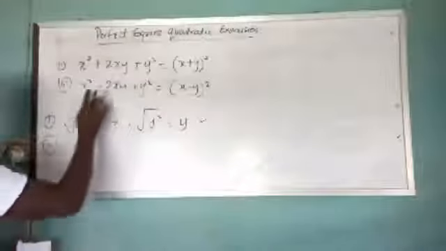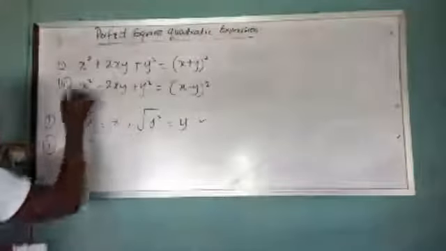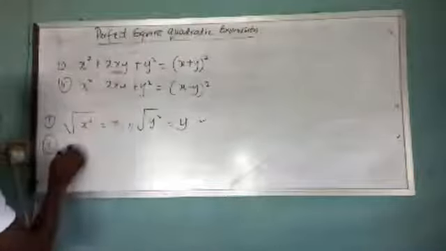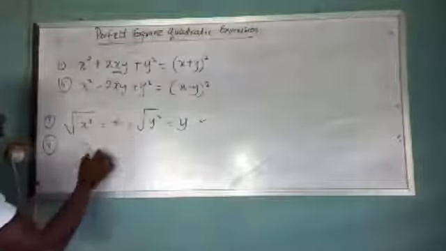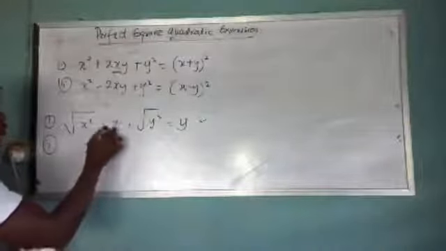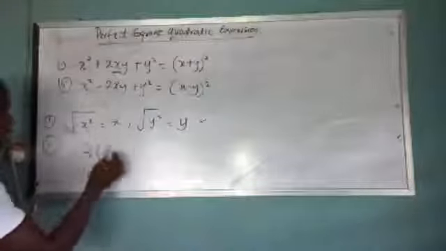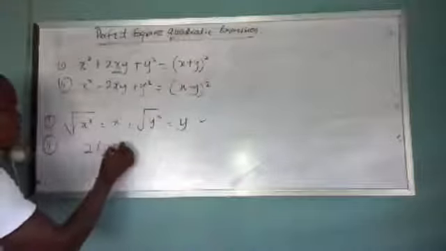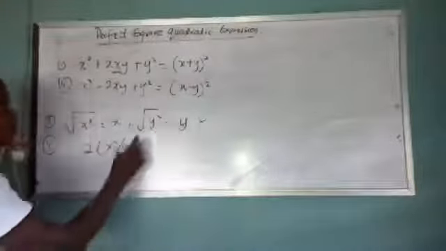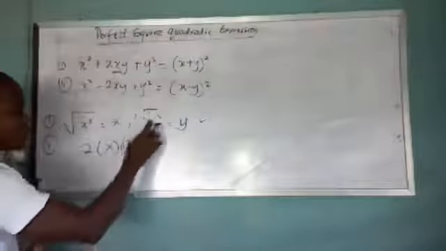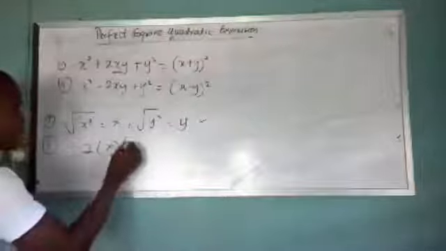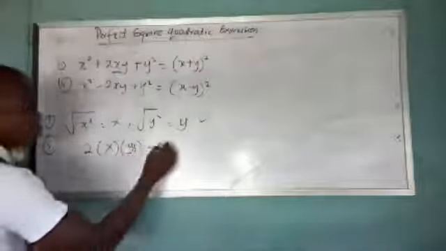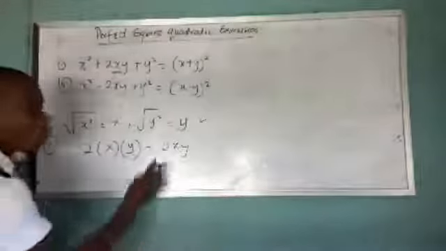that is the middle term, 2xy, must be equal to 2 times the product of the square root of the first term, that is x, multiplied by the square root of the last term, which is y. So what is the result? 2xy. Can you see what we have here?